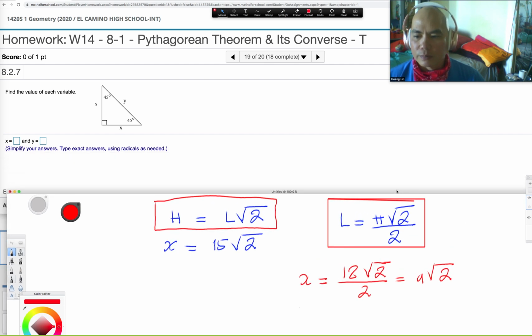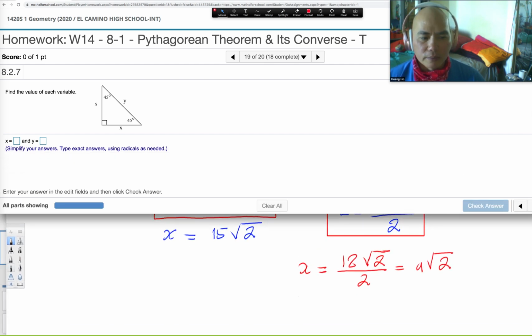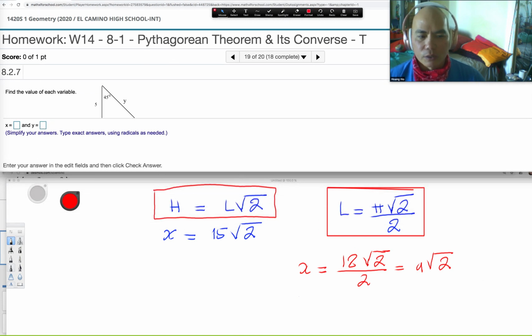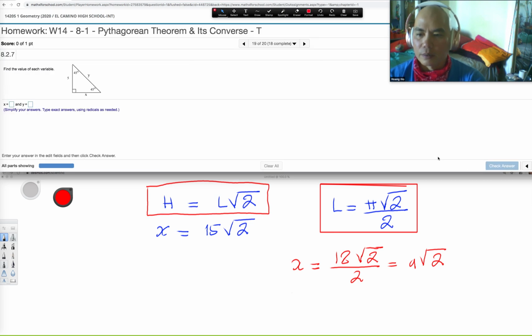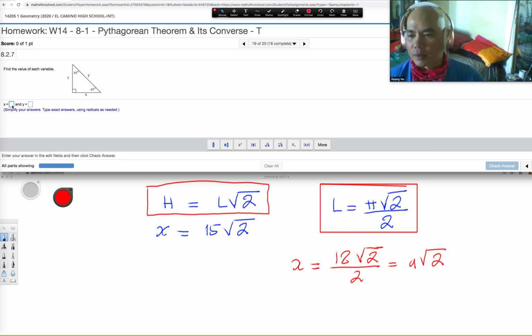Very similar question, but they try to trick you a little bit. All right. You're looking for... This is a 45, 45, 90-degree triangle. So the two legs are exactly the same. So the x should be 5. Okay, so I enter x equals 5. And y is the hypotenuse. Hypotenuse equals leg times square root of 2. So y should be equal to 5 square root of 2.